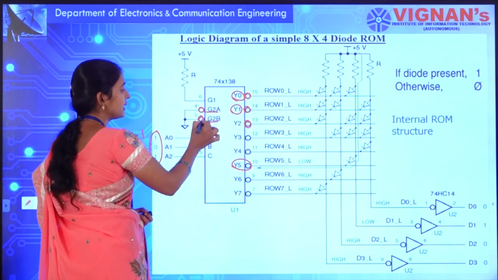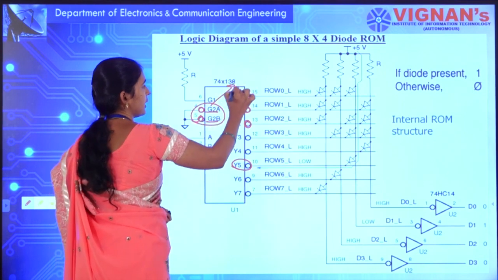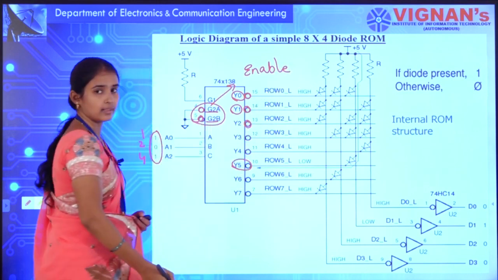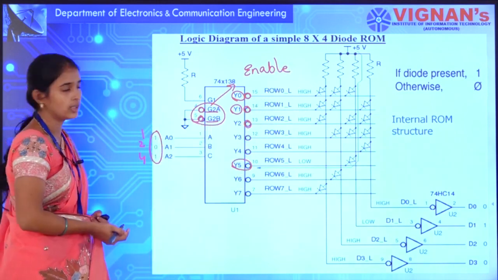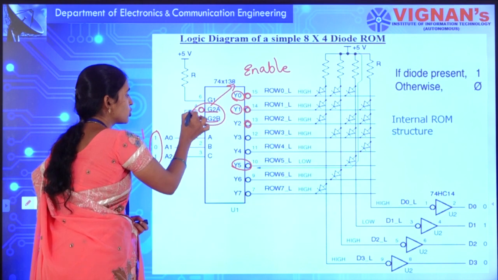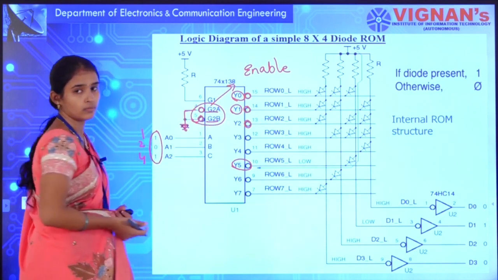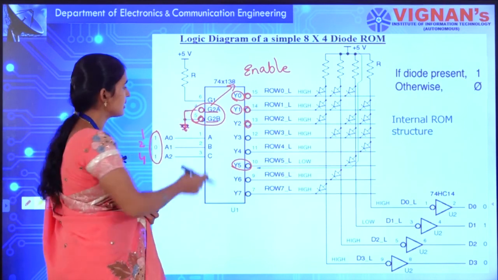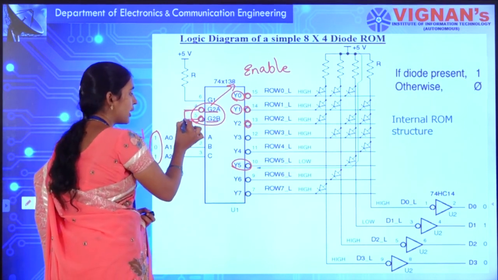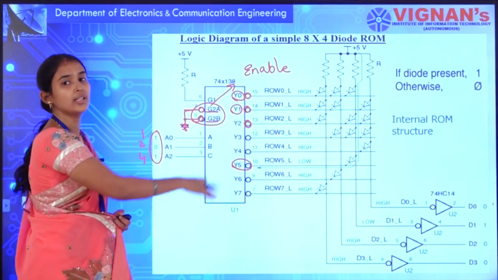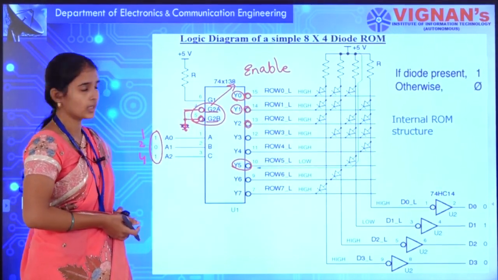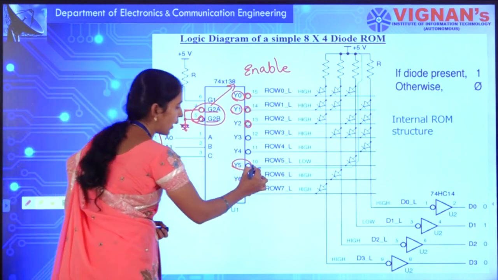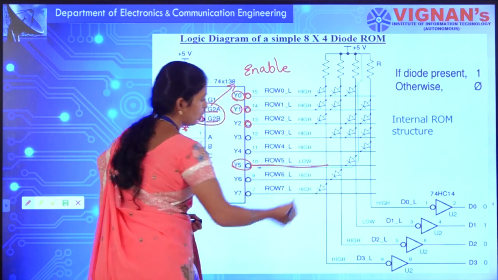And again these two are called enable inputs. As this is active low, I am connecting the enable inputs to ground. If it is active high, you will be connecting to supply voltage. If I connect G2A and G2B to ground, then only it starts working. Right. Next, as I gave 5, Y5 will be active low.